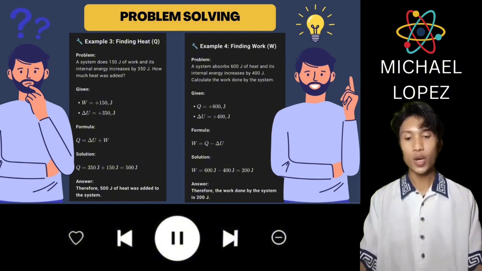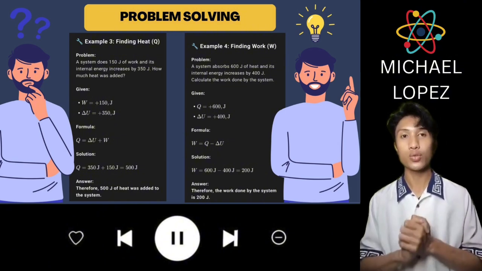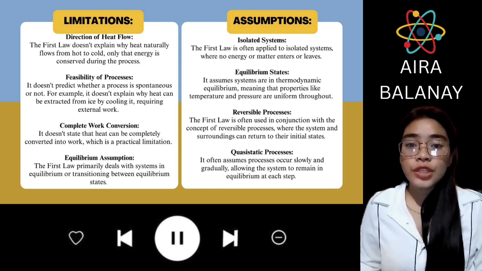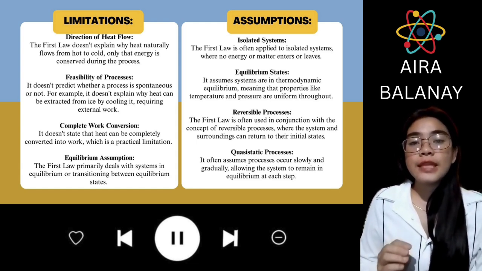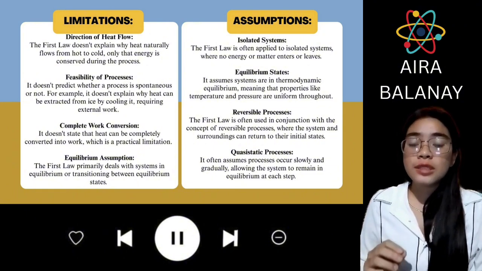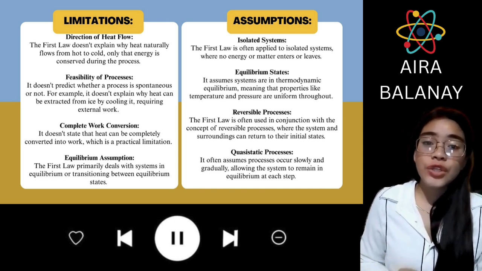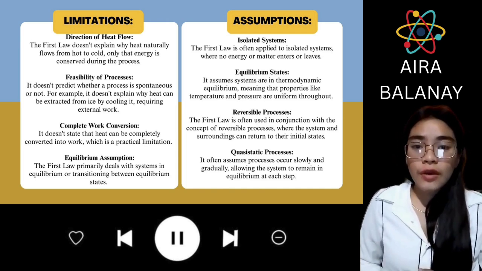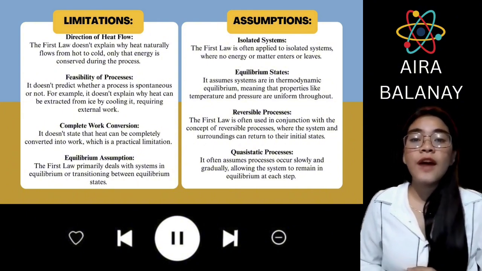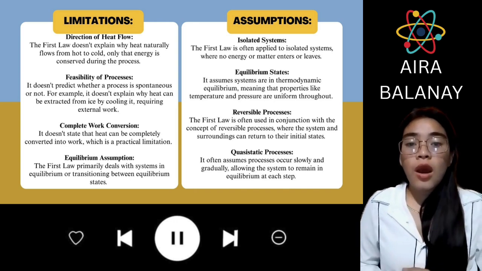So that's it. I hope you learned a lot on how to solve thermodynamics using those formulas. The limitations. First in the limitation is the direction of heat flow. So the first law doesn't explain why the heat naturally flows from hot to cold. Only the energy is conserved during the process. So the first law of thermodynamics ensures the conservation but does not dictate why the heat naturally transfers from the hotter body to the colder one, which is explained in the second law of thermodynamics.